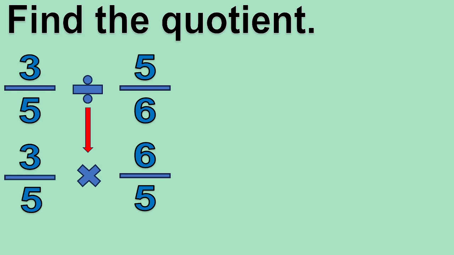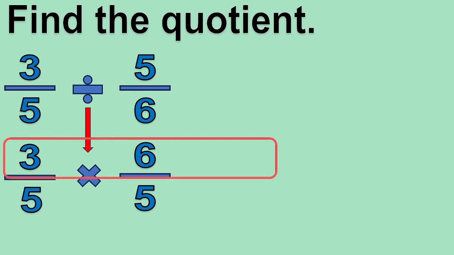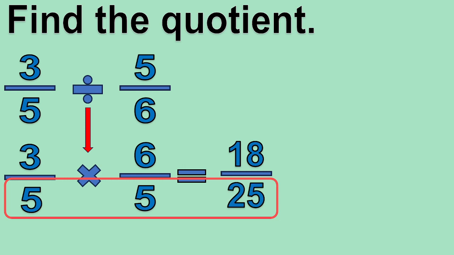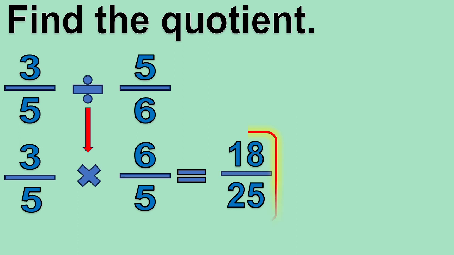Now, multiply the numerators. 3 times 6 equals 18. Multiply the denominators. We have here 5 times 5. 5 times 5 equals 25. So, our final answer is 18/25.